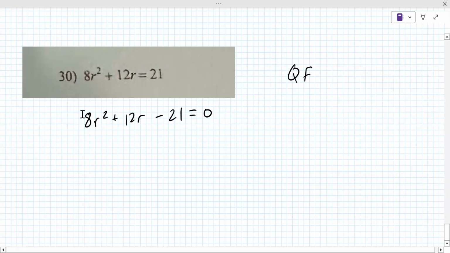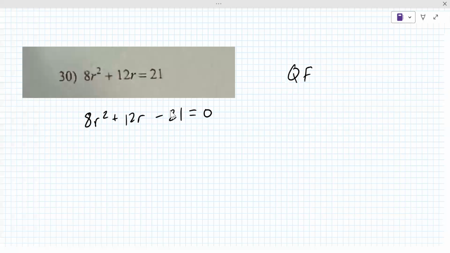Okay. I don't like it because 8 doesn't really go into 12. You're gonna have fractions all over the place. Okay, so I'm solving this on my own. It's up to you. I mean, I can help here. A is 8, B is 12, C is minus 21. The biggest issue when using the quadratic formula is getting the part under the root correct.